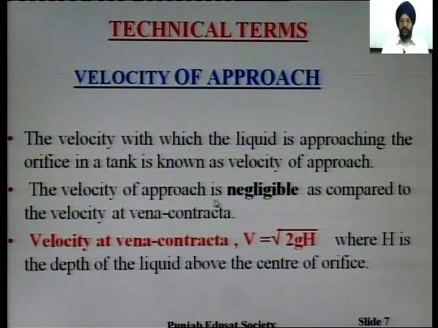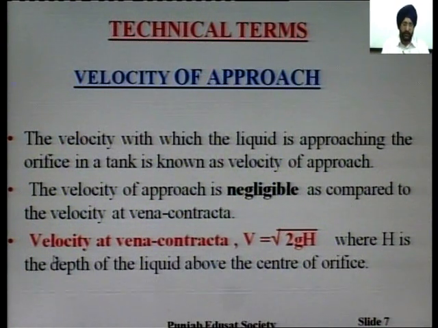Now, this velocity of approach is negligible, very less as compared to the velocity at vena contracta. Since the cross sectional area is minimum at vena contracta, it is understood the velocity will be maximum there. So, the velocity of approach is negligible as compared to the velocity at vena contracta.